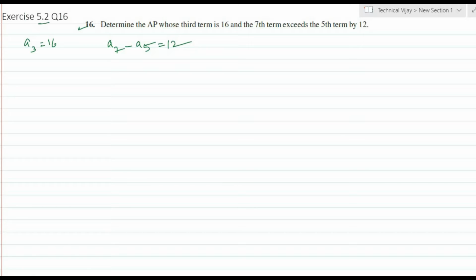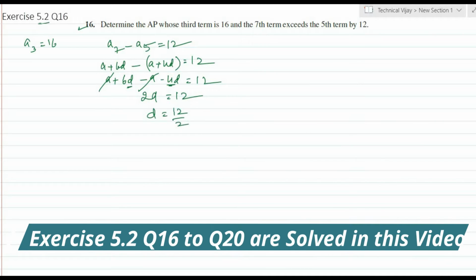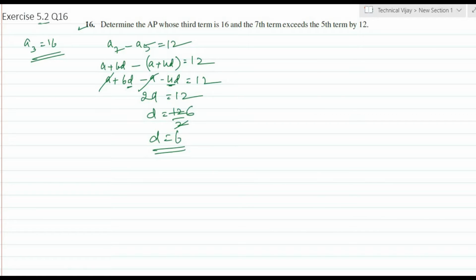So now here, A7 minus A5 means what? A plus 6D minus A plus 4D is equal to 12. So A plus 6D minus A minus 4D is equal to 12. Here A minus A cancel. 6D minus 4D will be 2D is equal to 12. So D is equal to 12 divided by 2, that is 6. So D is equal to 6. Now we got the common difference.